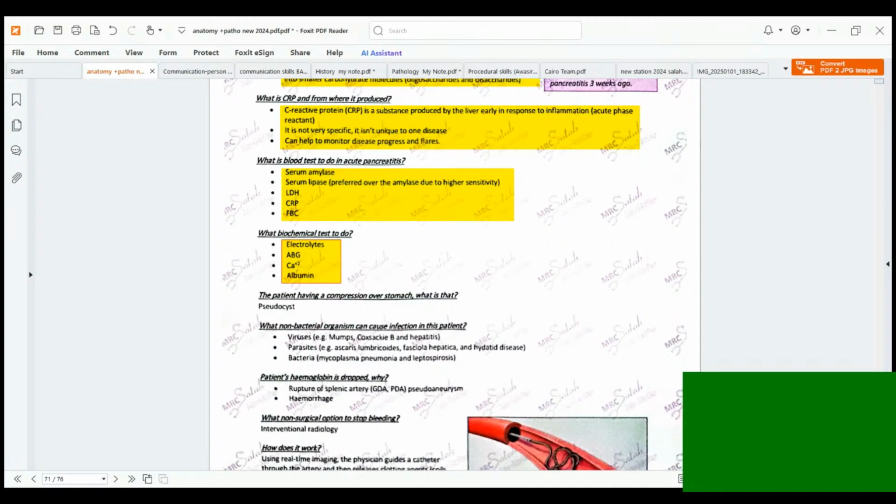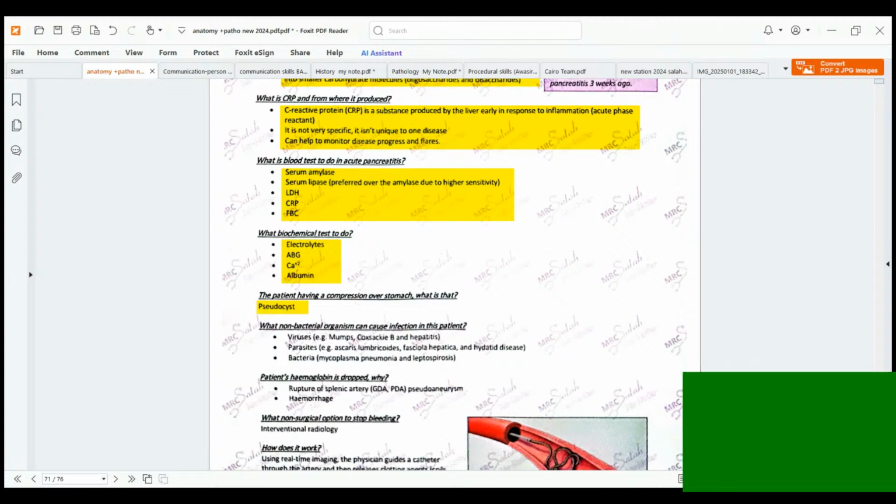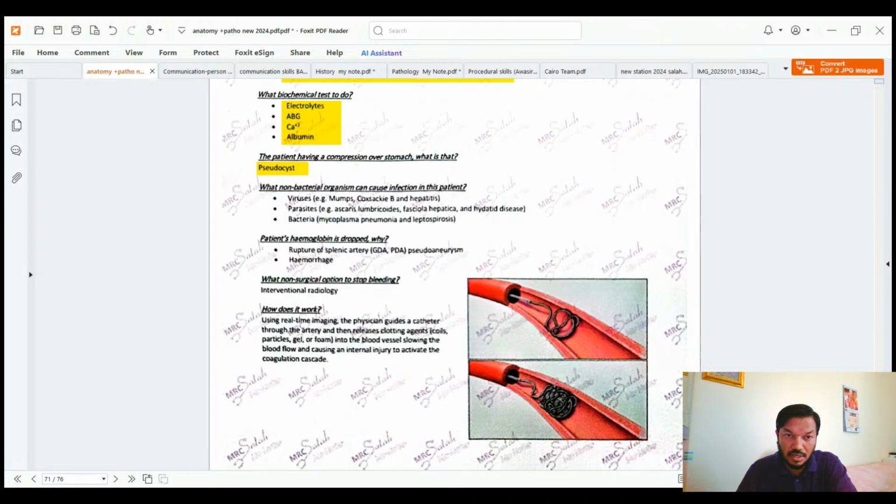The patient has a compression over the stomach. What is that? It is cirrhosis. Compression over the cirrhosis. What non-bacterial organism can cause infection in acute pancreatitis?